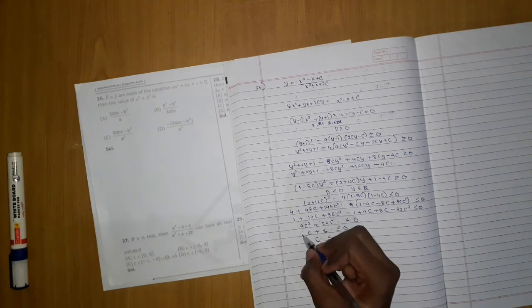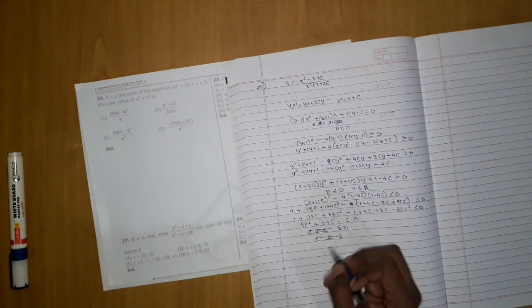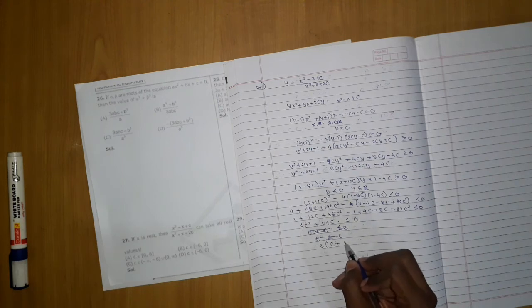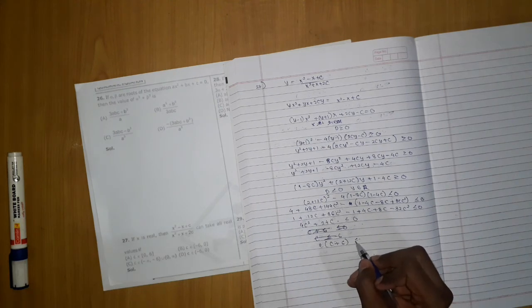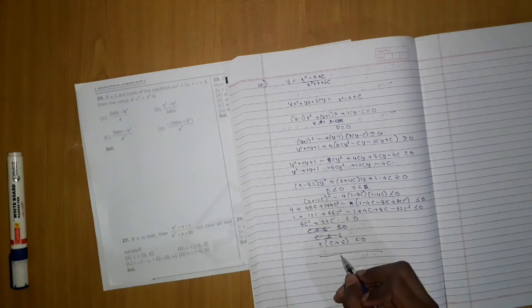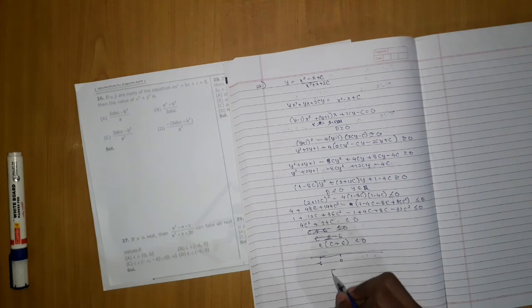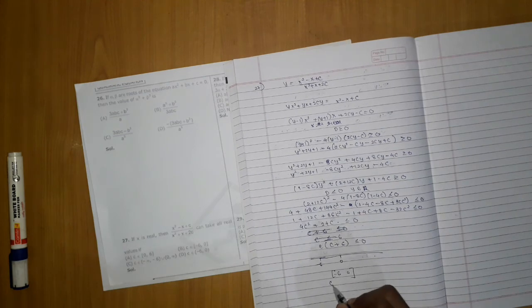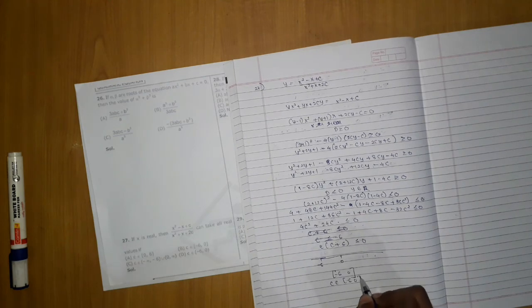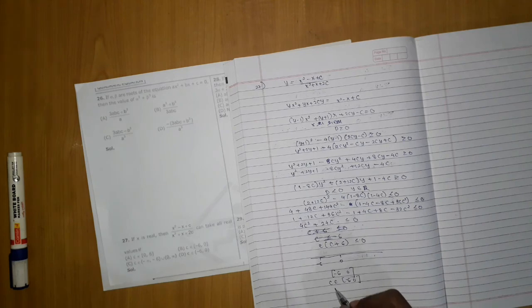Oh sorry, we will do this, not this, we will solve it by this. We will take c common, it will be c times c plus 6 less than equal to 0, and then plot this point 0 and minus 6, and then it will be minus 6 to 0. Okay, so c belongs to minus 6 to 0. So we got the answer, B is the answer.